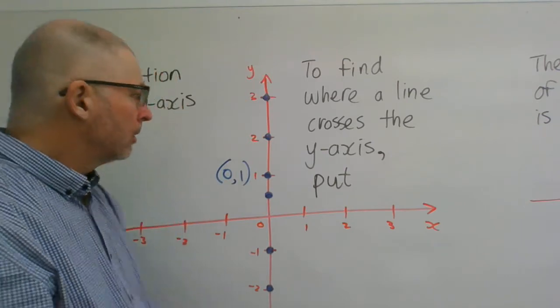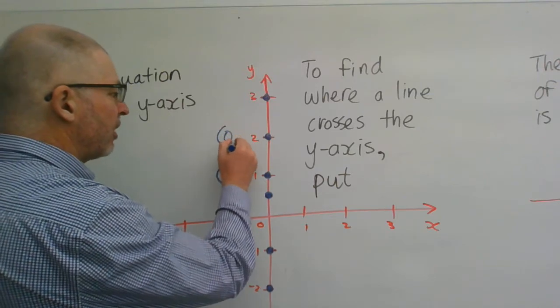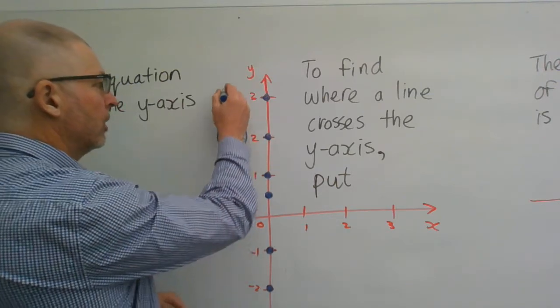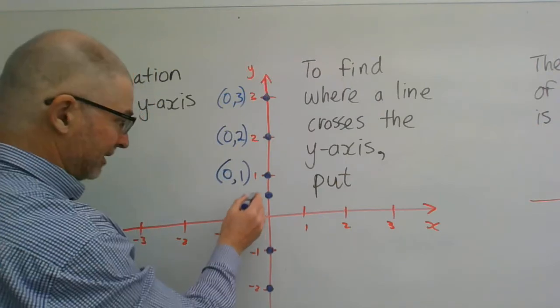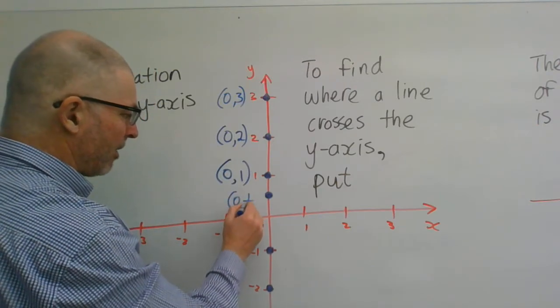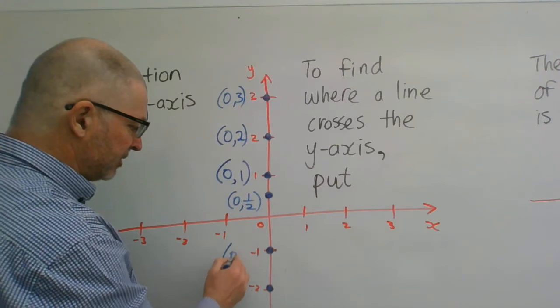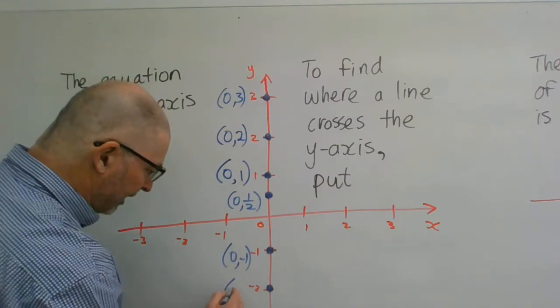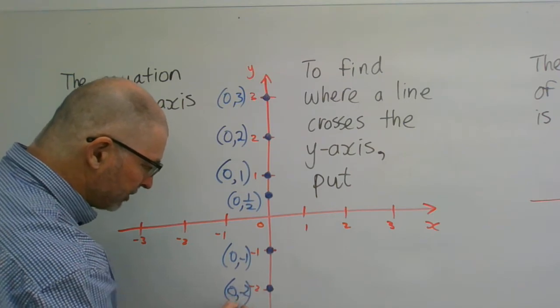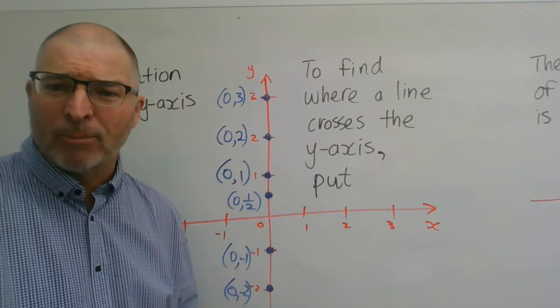This point is 0, comma 2. This point is 0, comma 3. You get the point. This is 0, comma a half. Down here is 0, comma minus 1. And there's one further down that I've marked in, 0, comma minus 2. Okay, I said you get the point.